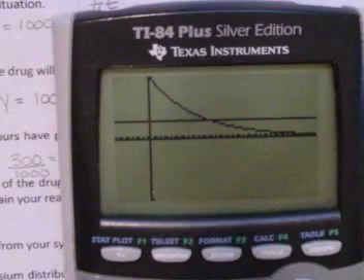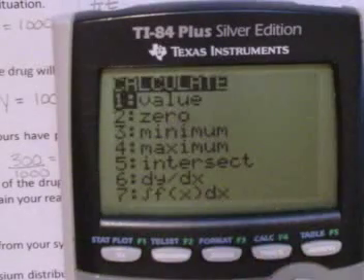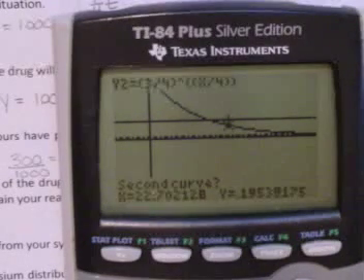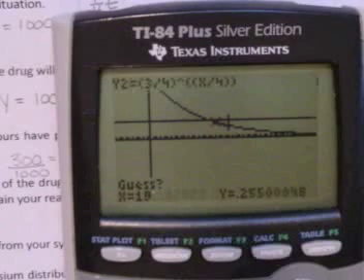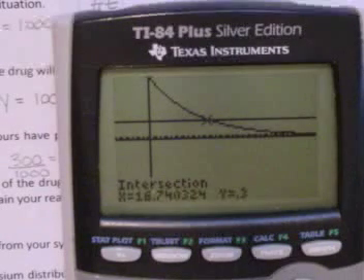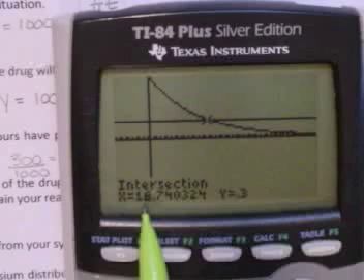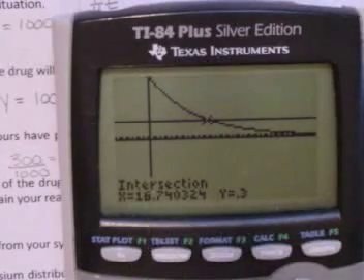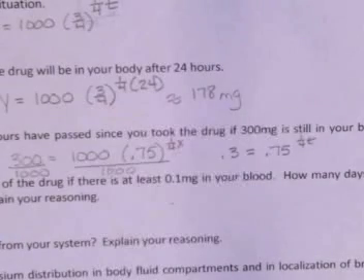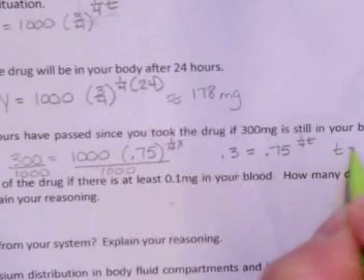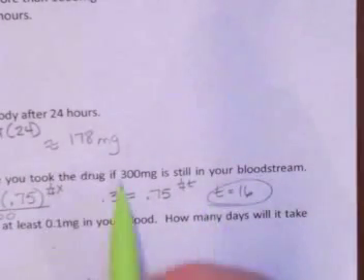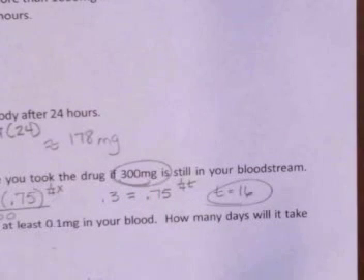So we're going to find the intersection of these graphs, second calc intersect. And again, I'm going to hit enter on my two functions. And my calculator tells me that after an x value, or 16 hours, my y value is 0.3. So let's look at what that means. That means t is 16. And that means after 16 hours, I would still have 300 milligrams floating around in my bloodstream.